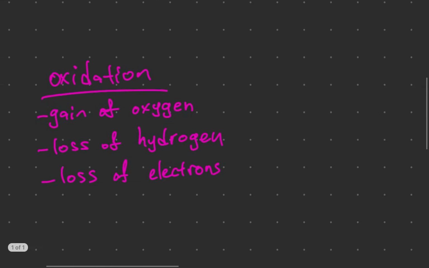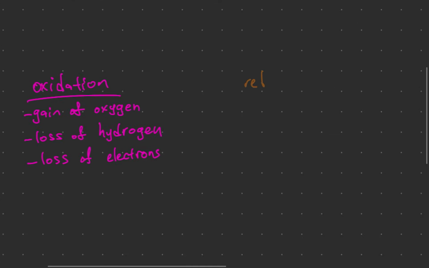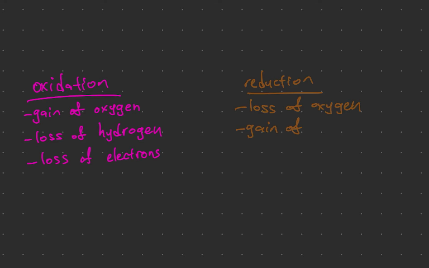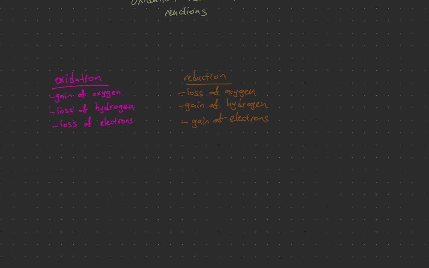Alright. However, for reduction, we can describe it as a loss of oxygen or a gain of hydrogen or the gain of electrons. Alright, so now we've got that straight. Let's go into further detail on how to find out what's a redox reaction.